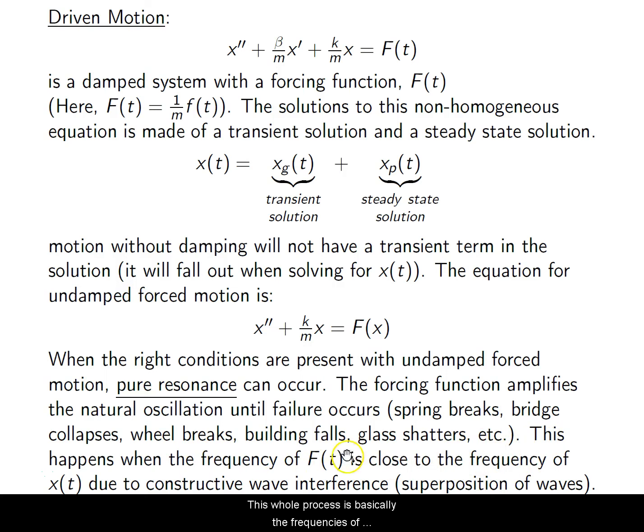So this whole process is basically the frequencies of the waves that we're looking at, of the forcing function and the solutions, are very, very close. And you basically get constructive wave interference, where one wave adds to another wave, or superposition of waves, and then you just get a very, very large amplitude until your system cannot handle it, and something fails. So let's look at an example.